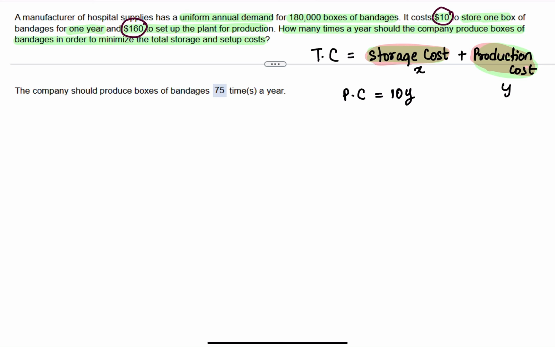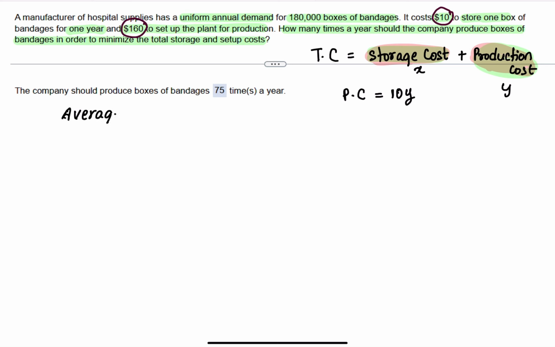Because the demand is uniform, what you have to know is the average number in storage each day. The average number in storage each day is X over 2. So let me write this down. This is very important.